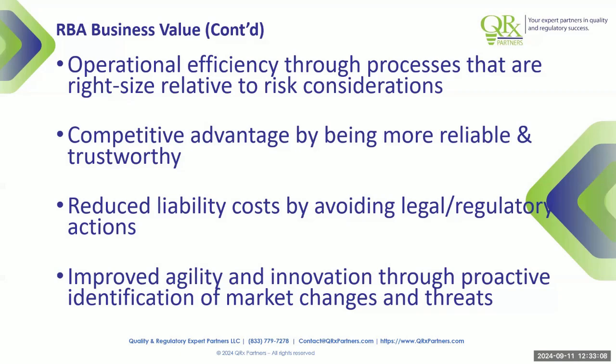Related to that, right? Liability costs. It's never good to get sued. It's never good to get things like warning letters or any other regulatory actions that can escalate from there. Again, putting a good proactive risk-based approach in when you're putting together your quality system and all your processes increases the likelihood that you avoid those things, or decreases their likelihood is probably the better way to say it.